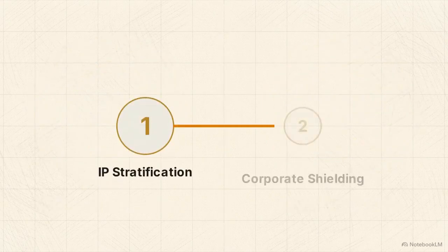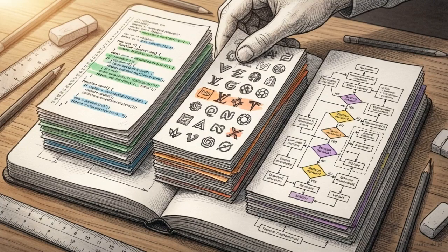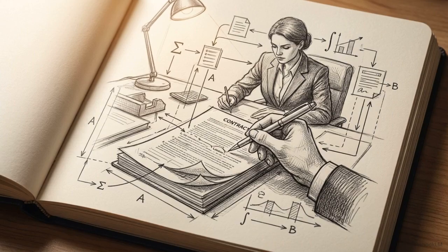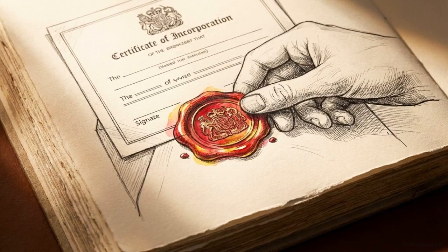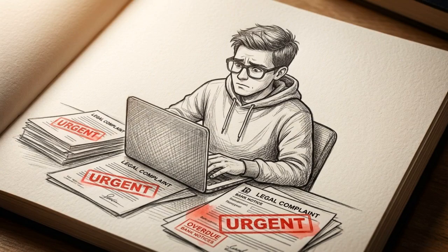To secure this product, we have to execute a two-step process. First, stratifying the intellectual property, and second, executing a formal analysis to engineer a corporate shield. Writing a unique algorithm does not grant automatic protection. Without a solid legal structure, the founder is completely exposed to both intellectual theft and personal financial ruin.